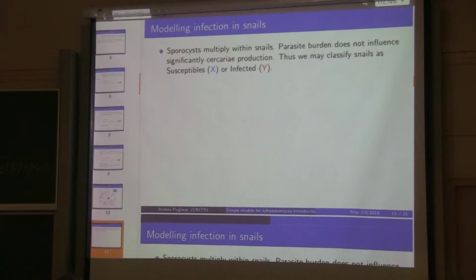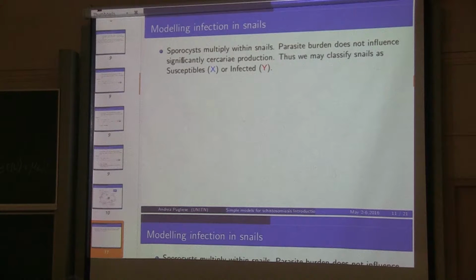This part, in some sense, is simpler because since the sporocysts multiply within a snail, it seems quite reasonable that we simply want to distinguish snails between susceptible and infected, like in a classical model. We don't really need to distinguish their parasite load. That doesn't seem to have a strong influence. Perhaps one might want to have an intermediate stage, which is not written here, because generally it takes some time for the larvae to grow in the snails and to be able to release cercaria.